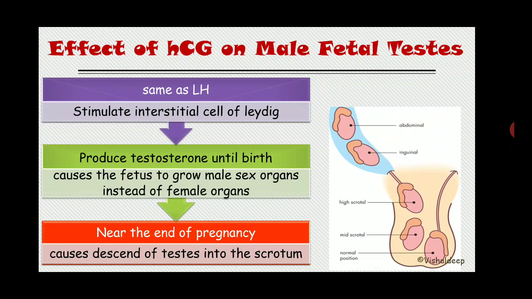So LH eventually stimulates the Leydig cell. The Leydig cell will start synthesizing testosterone. Now this testosterone will ultimately switch the development of the reproductive organ from female to male. If testosterone is absent somehow, then the female sexual organ will be developed.